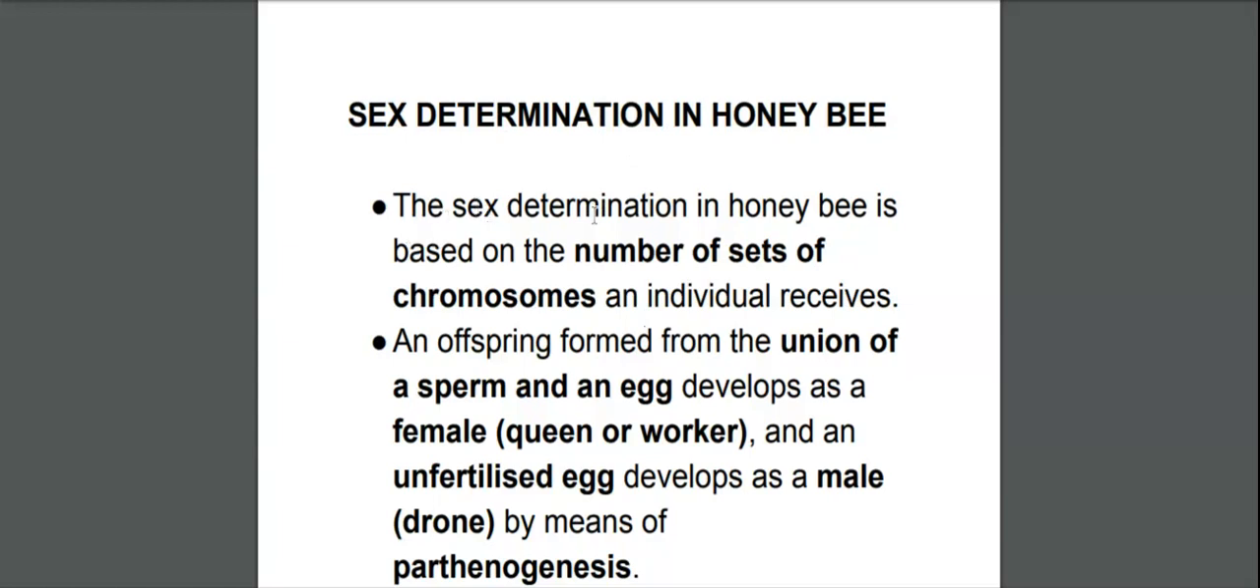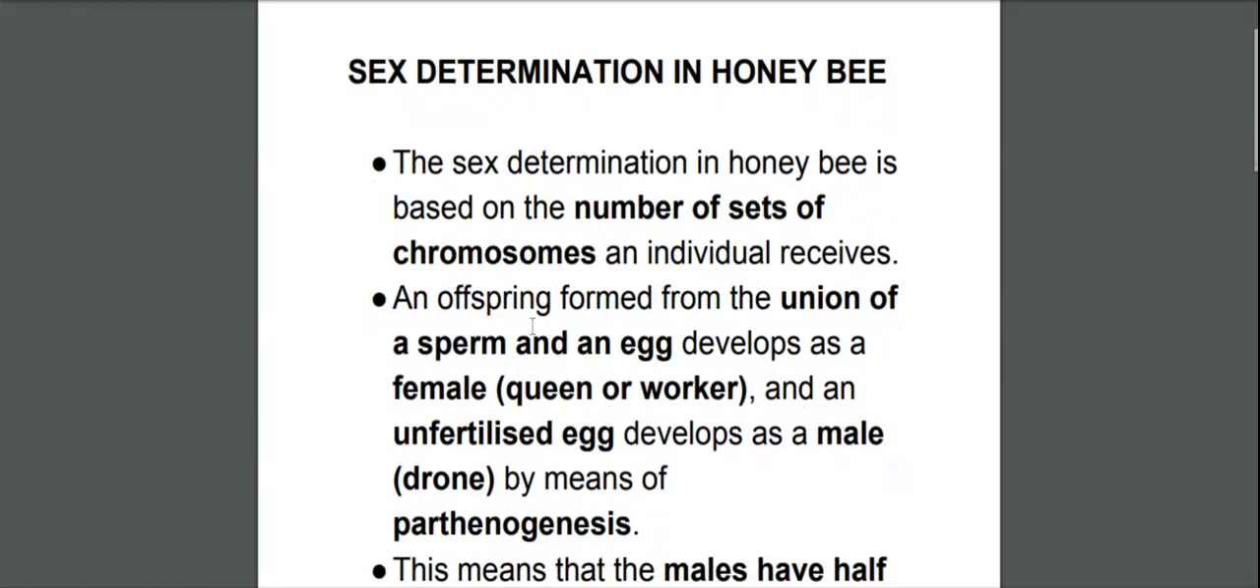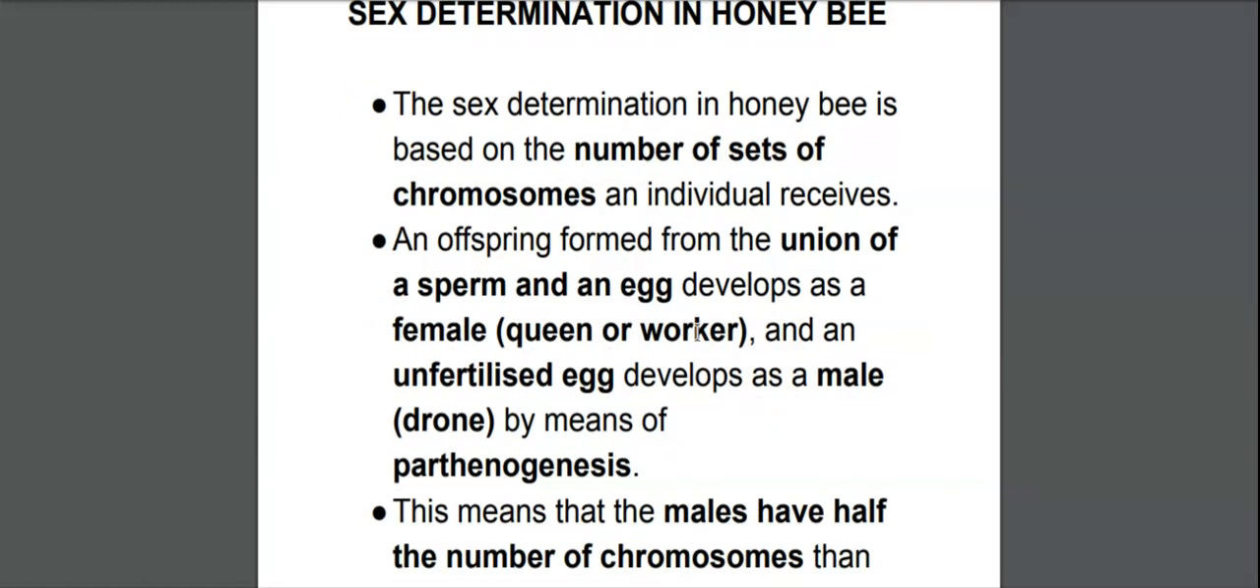It says that the sex determination in honeybee is based on the number of sets of chromosomes an individual receives. What this means is that whether the honeybee offspring becomes a male or a female depends on the number of sets of chromosomes that individual will receive. So let's see, when do you get a female? Now in honeybees, you know that females could be of two types. You have the queen bee, who is female, and you have the worker bee also, who is female.